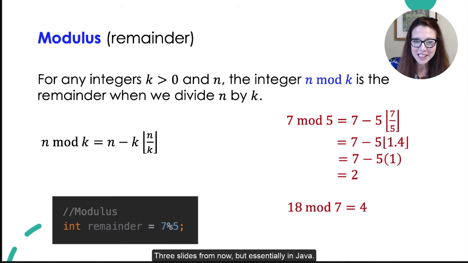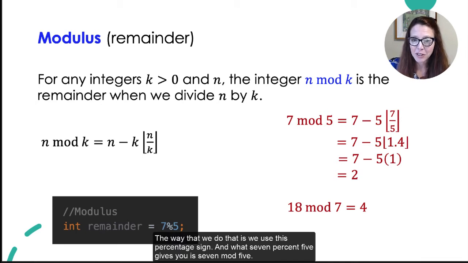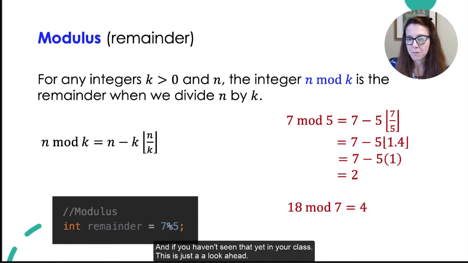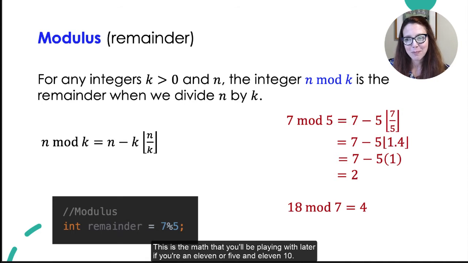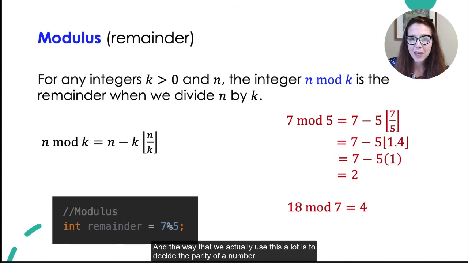Essentially in Java, the way that we do that is we use this percentage sign. What 7 % 5 gives you is 7 mod 5. If you haven't seen that yet in your class, this is just a look ahead. This is the math that you'll be playing with later if you're in 1105 and 1110. And the way that we actually use this a lot is to decide the parity of a number, decide if a number is even or odd.